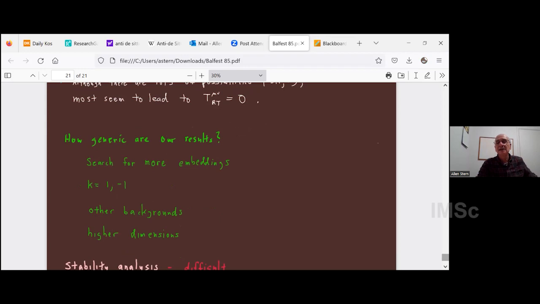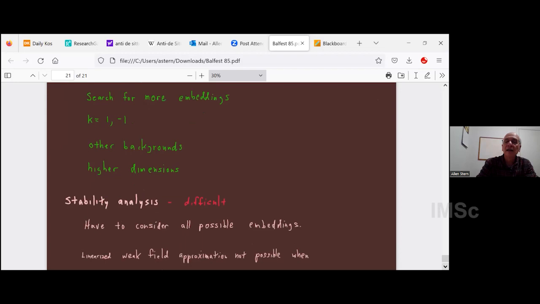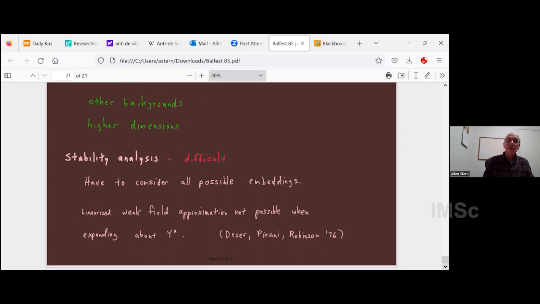A difficult question to address would be the stability of the solutions. And of course, it's difficult to analyze stability in general relativity. So it's not surprising that stability would be a difficult issue here. But here, I guess to do a stability analysis, you have to consider all possible embeddings of your manifold. So that makes life pretty difficult.